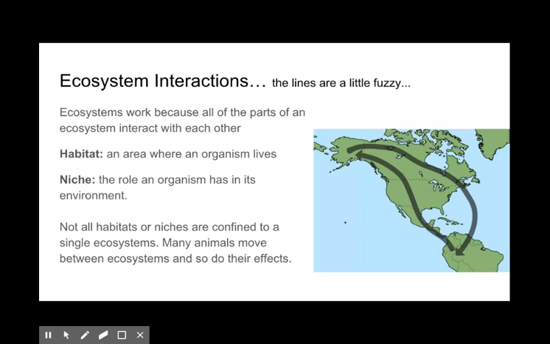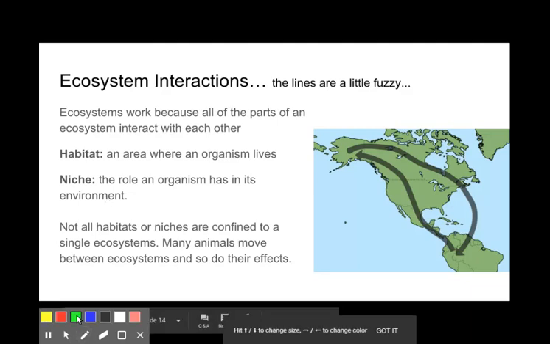Imagine, if you will, a frog. A frog spends time in the lake ecosystem, and it also spends time in the land ecosystem next to it. That's what I mean when I say the lines are a little fuzzy.